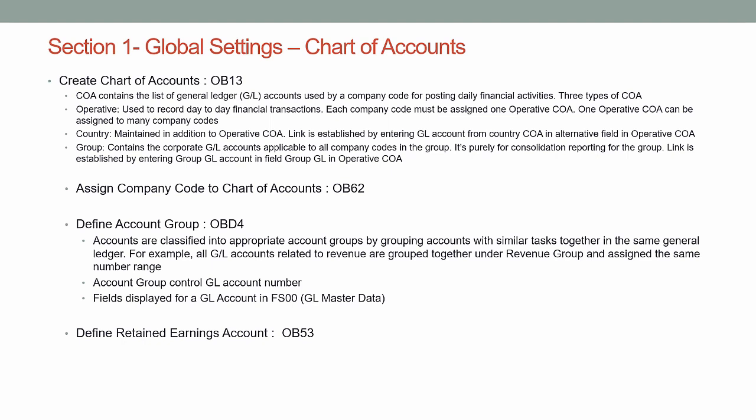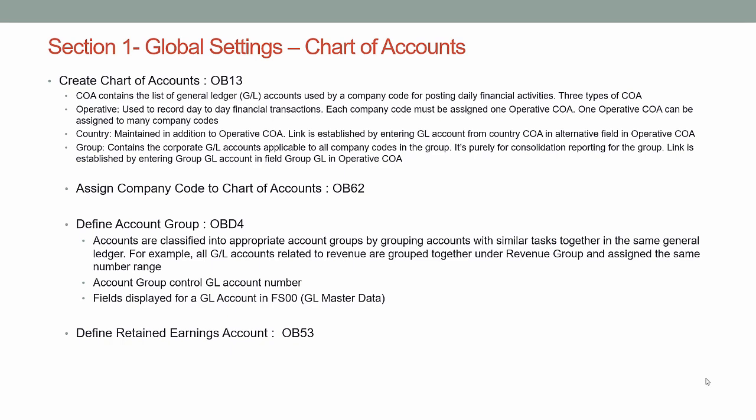Group chart of accounts. Group chart of accounts is required for consolidation purposes. In a group, if there are multiple company codes, each company code can have a different operative chart of accounts. However, for consolidation purposes, there has to be one group chart of accounts for all these company codes. GL accounts in the group chart of accounts are linked to the GL accounts in the operative chart of accounts.